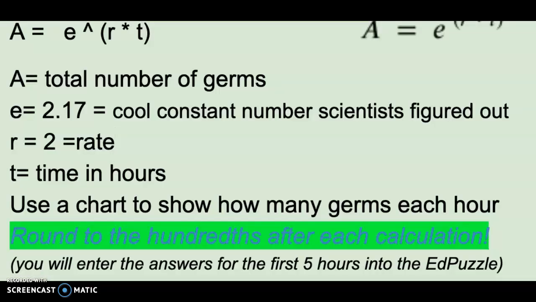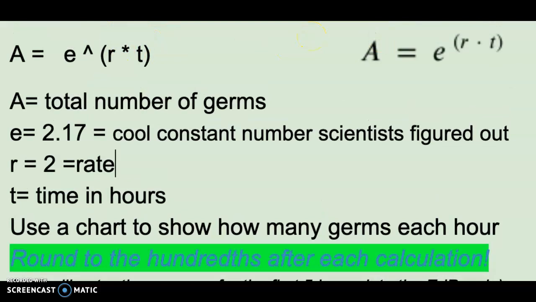Then we have our germ math. So remember, we have A equals E, and then this is all in the exponent. And we see that right here. And it's R times T. So the multiplication symbol that we've used, X, is going to kind of disappear for a bit. And so we can use a dot or we can use a star called an asterisk.